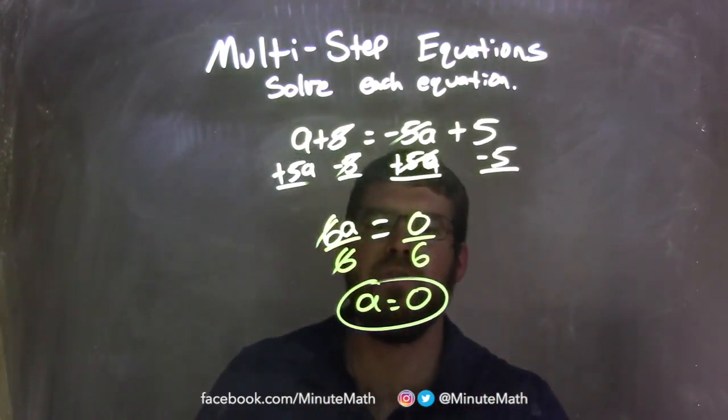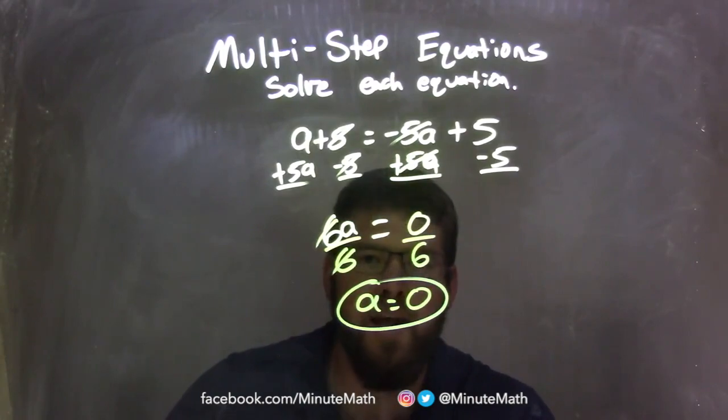Here's my final answer. A equals 0. 0 is a totally fine answer.